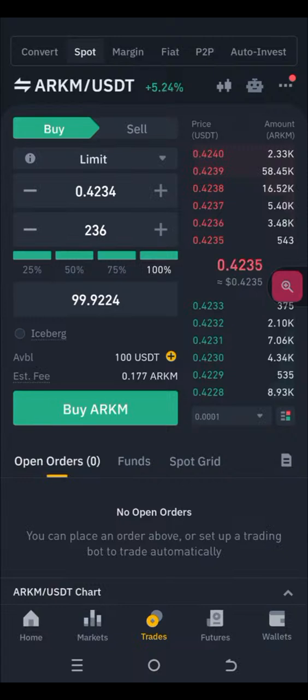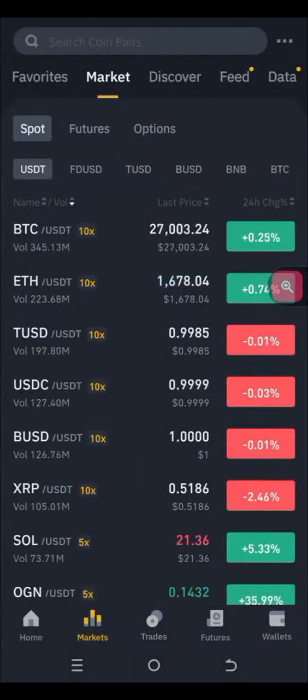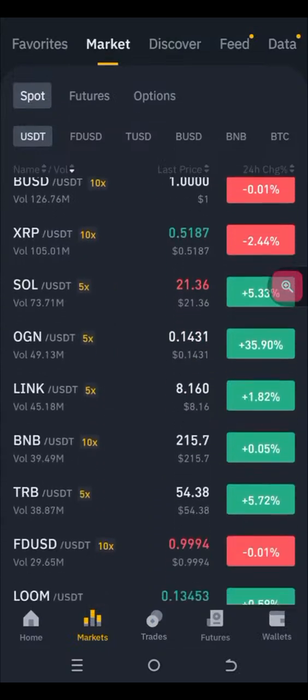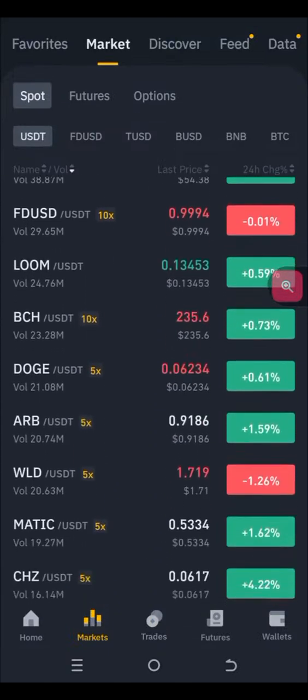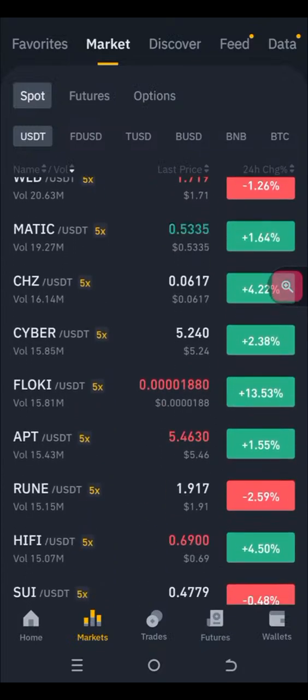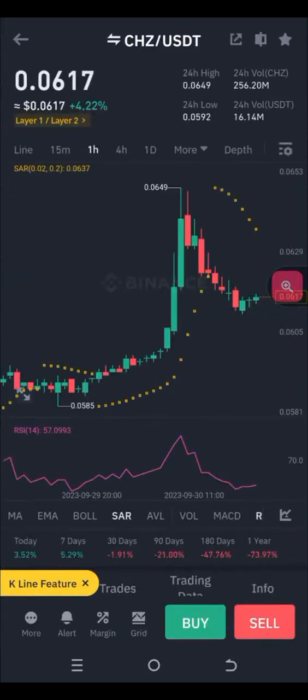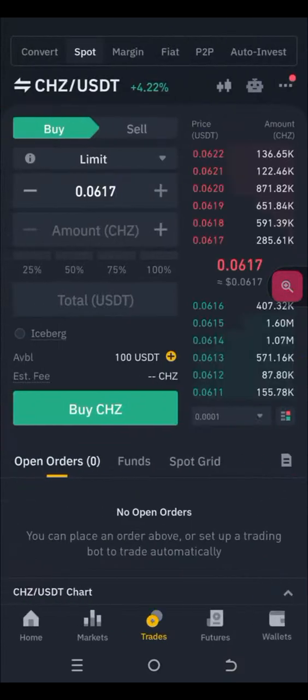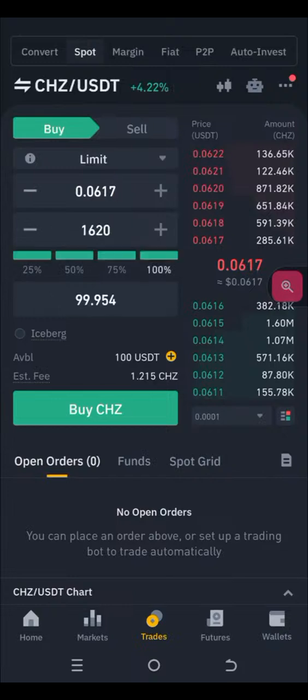So let's look at a smaller price coin. Let me go back to markets and look at this other one that's cheaper. Let's just look for one that's less than $1. Okay, so less than 10 cents. Look at this one. This is CHZ. It's 6 cents. If I try to buy this and I pick 100%, can you see now I have 1,620 pieces of CHZ. Now, this is going to determine how much you can make, and that's the truth.